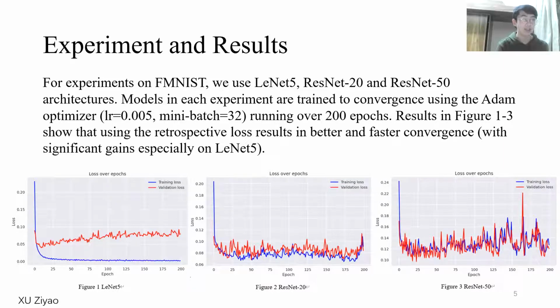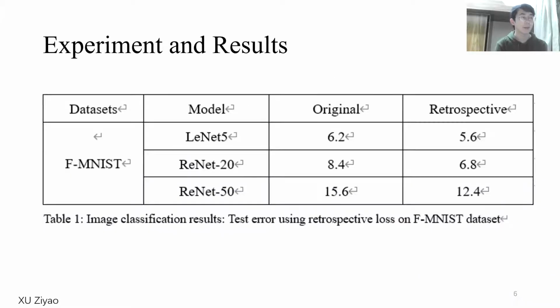Results in figures 1 to 3 show that using the retrospective loss results in better and faster convergence with significant gains, especially on LeNet5. The blue line represents with retrospective loss, and the red line represents without retrospective loss. And the table shows the image classification results, the test error using retrospective loss on FMNIST datasets.